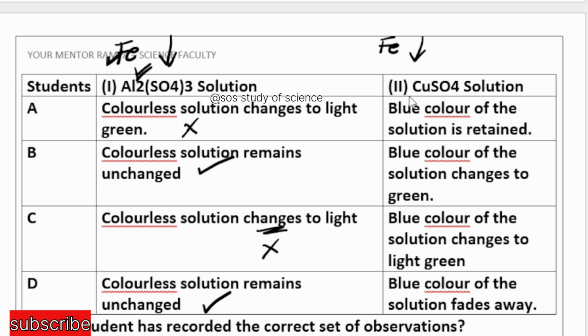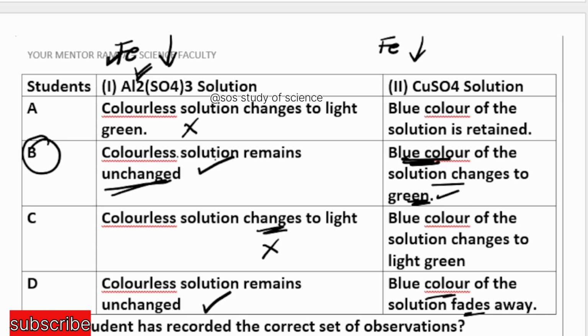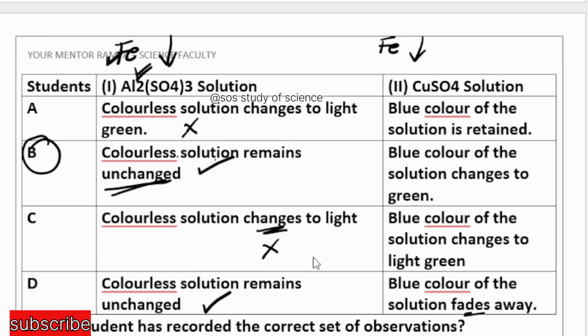Second, when iron is dropped into copper sulfate, what happened? Copper sulfate is blue color. Blue color copper sulfate changes to green. Look at the fourth, blue color fades away, they have given. So which is the right option? The right option is option B, my dear students, because when we drop iron into aluminum sulfate, we cannot see any change. So the colorless solution remains as it is. But when we add iron to copper sulfate, the blue copper sulfate solution changes to light green color, because iron is more reactive, it displaces the copper from the copper sulfate solution.